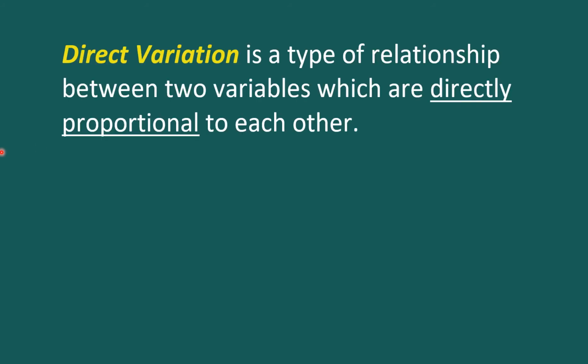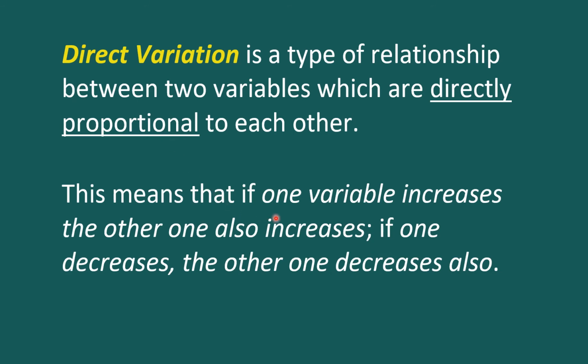Direct variation is a type of relationship between two variables which are directly proportional to each other. This means that if one variable increases, the other also increases. If one decreases, the other one decreases also.